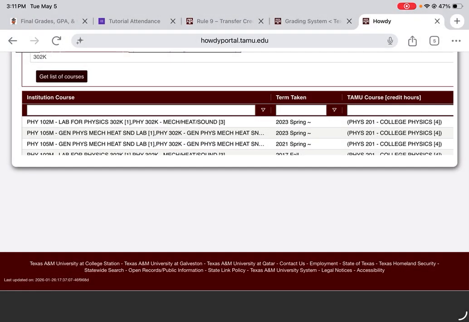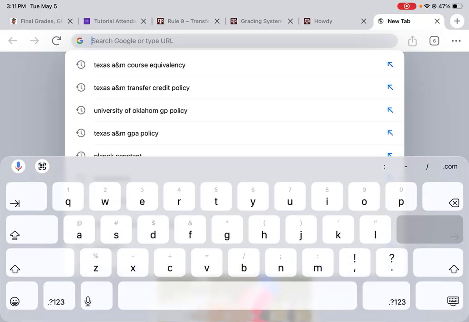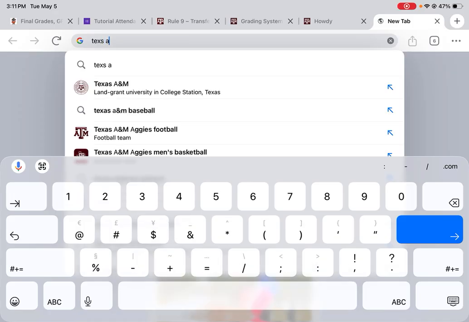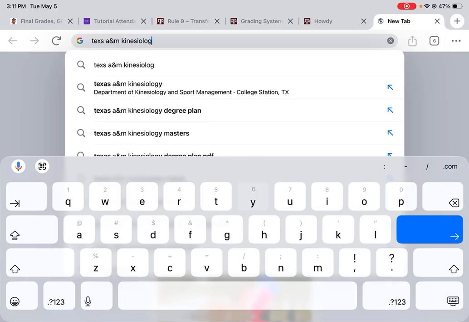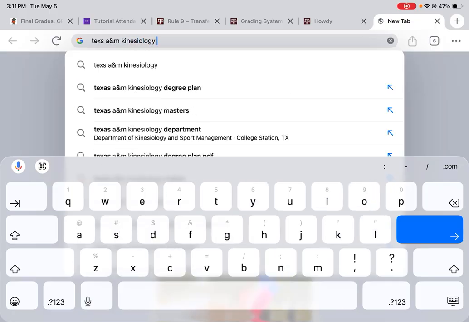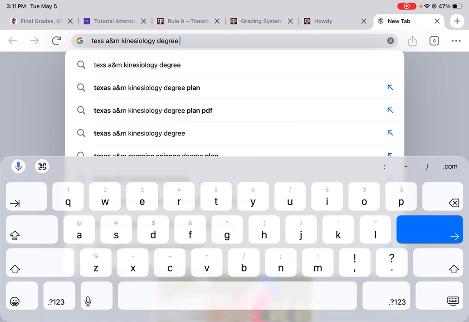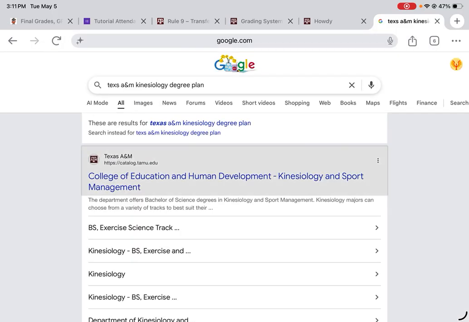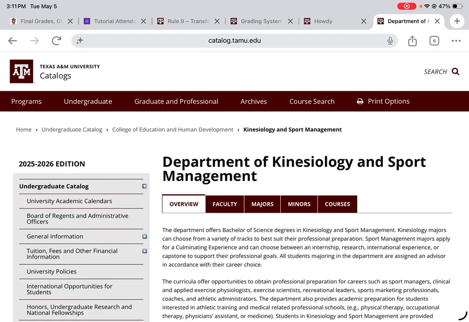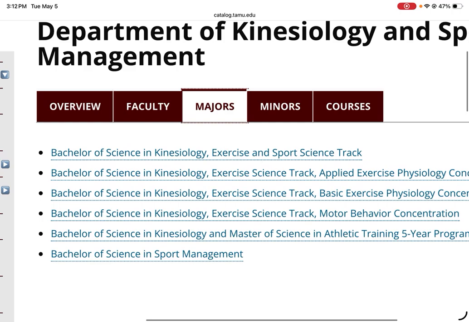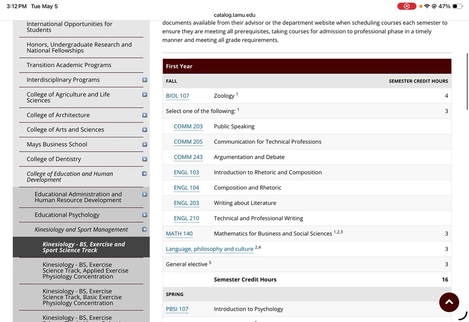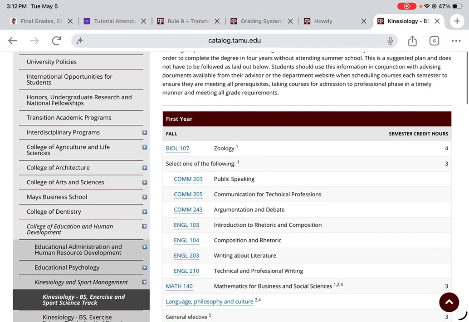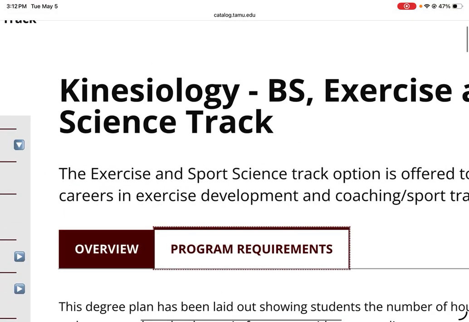Okay, so then if you go to the degree plan, so let's say I want to major in, I don't know, kinesiology. So I'll do Texas A&M, so that's the school, the major, and the degree plans, right? So Texas A&M kinesiology degree plan. Boom, and it should be the first result. So I want a specific major, say let's do exercise and sports science. So on the program requirements, it will tell you all the classes that you have to take to graduate with this degree at Texas A&M.